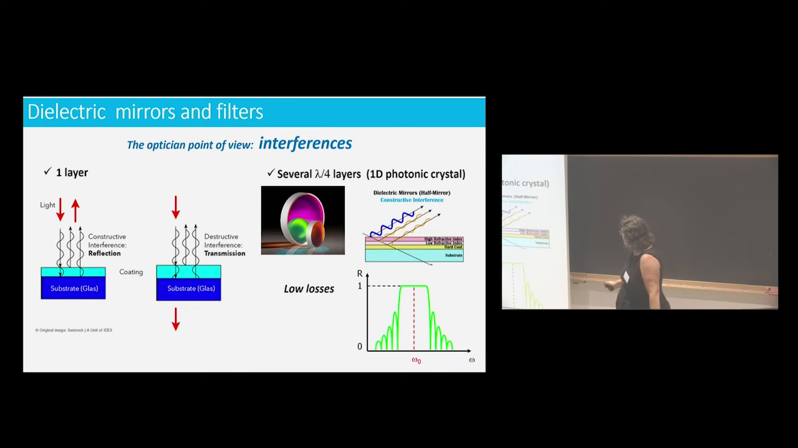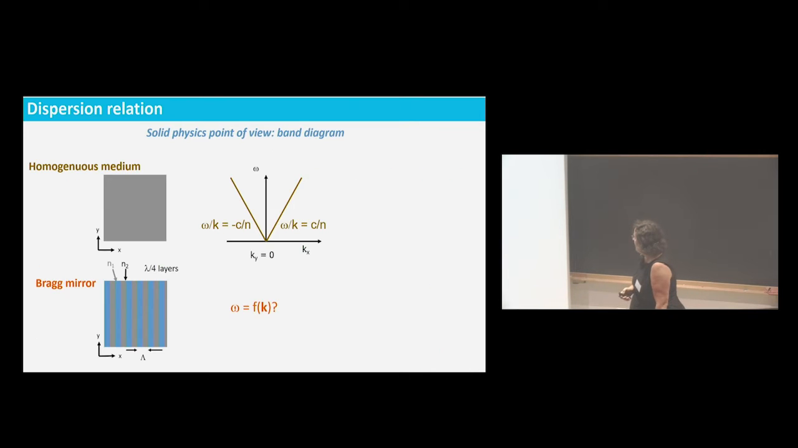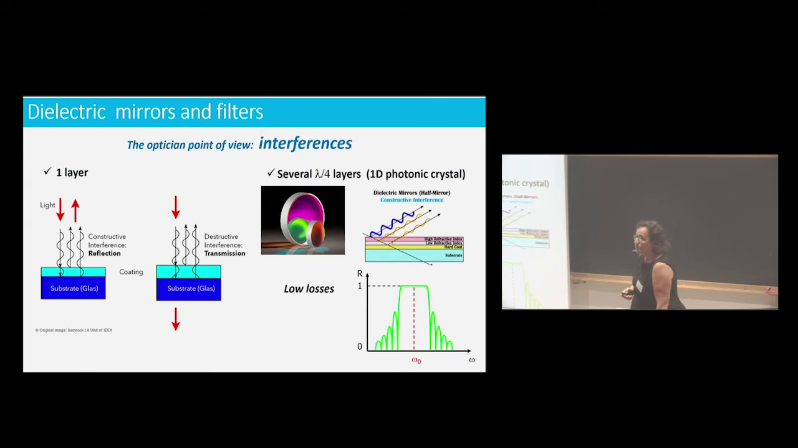When you do this, you are in the situation where you have constructive interferences and you have a mirror. When you look at the reflection as a function of the frequency, you have something like this, and you can see that you have a reflectivity very close to 1 for a large, or not so large, range. In fact, whether the range is large or not depends on this and on the number of pairs that you have chosen. So this is the optician's point of view.